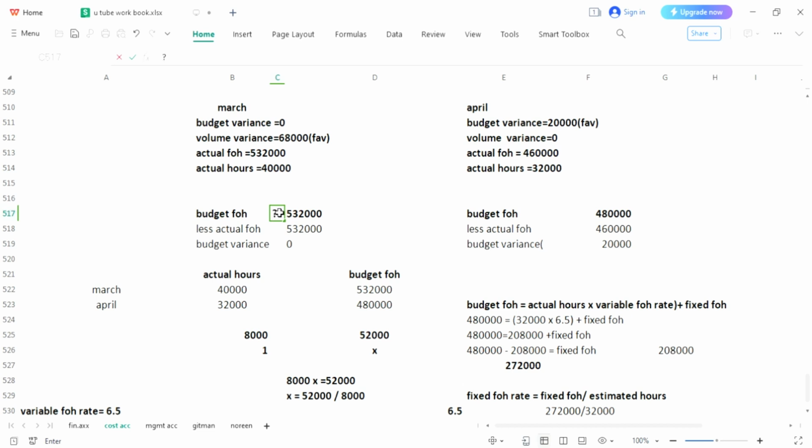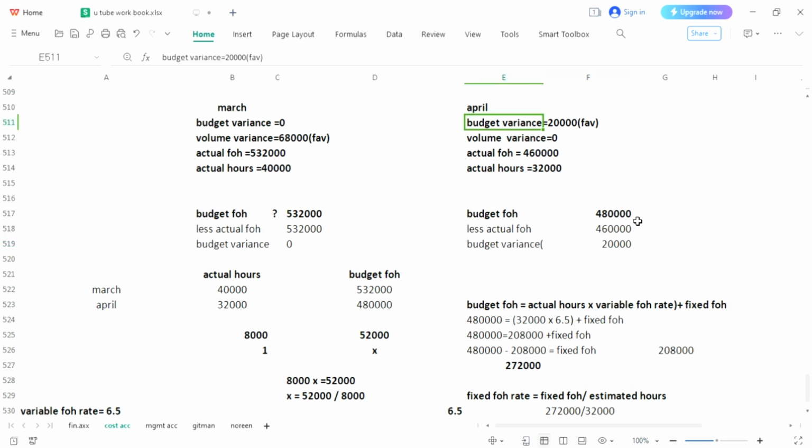So what we have done, budget variance was present, 0 we have written over here, and actual FH 5,32,000 was given, we have written over here, and taking the difference of these two, we have calculated budget FH. Similarly, actual FH was given in the question, you can see over here. Variance was also given in the question, you can see over here, 20,000.